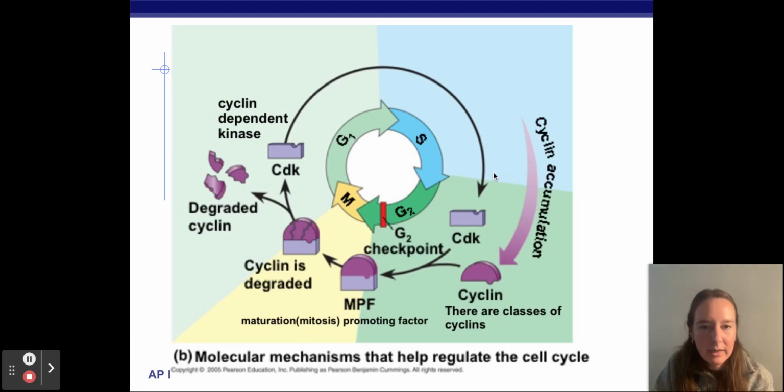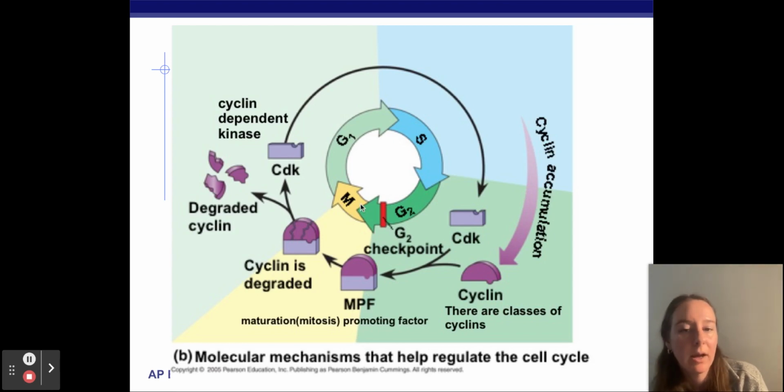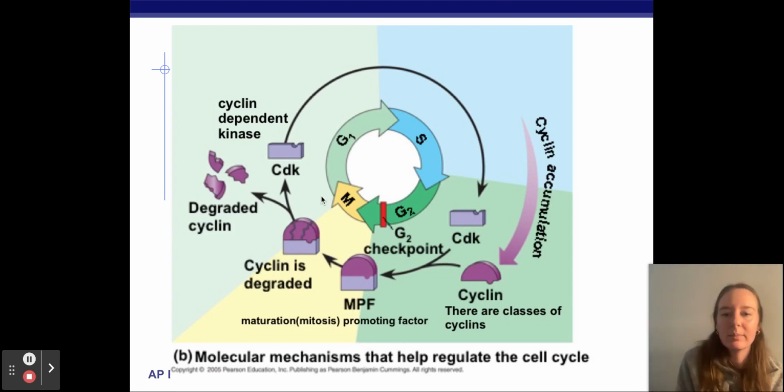But once we get down here to the G2, the CDK right at the G2 checkpoint will bind to cyclin. Okay, and once it binds to cyclin, now you have your MPF, your mitosis promoting factor. So it's a complex with the CDK and the cyclin bound. So now we can activate the right enzyme that's going to allow the cell to move into the M phase, mitosis. Once it gets into mitosis, we degrade the cyclin and the cycle can continue on.